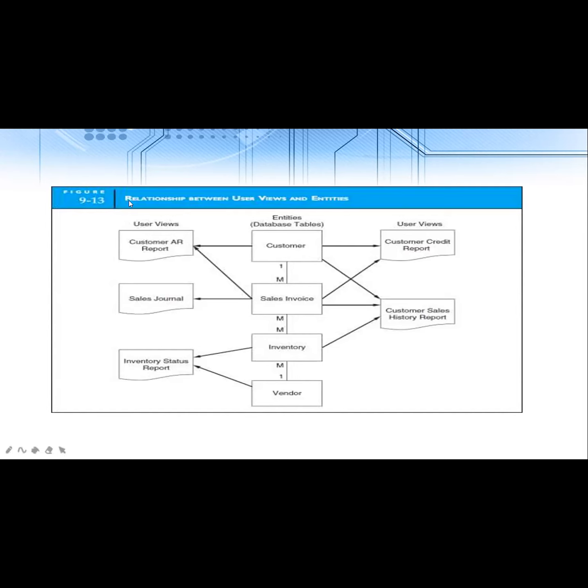These simplified tables and views presented in this figure 9-13 illustrate this relationship.